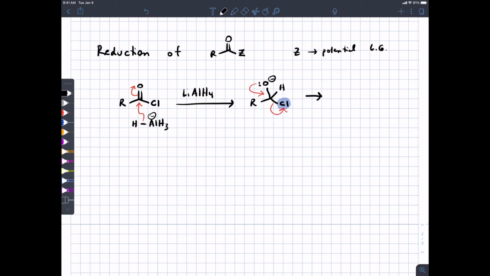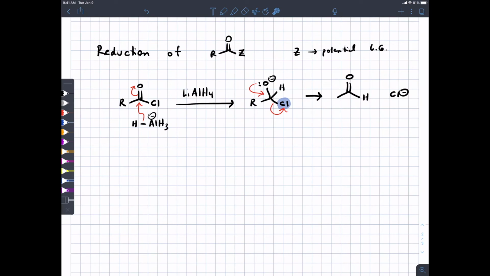And we know that that's a reasonable step because it's more stable to have a negative charge on chlorine than it is on oxygen. You can tell that because the conjugate acid of the negatively charged oxygen is an alcohol, pKa 16. The conjugate acid of chloride ion is HCl, pKa like -9. So what I'm telling you is this reaction in the forward direction is favorable.